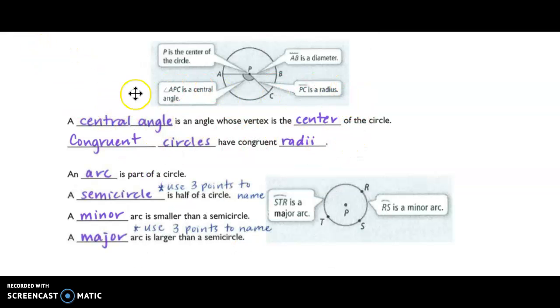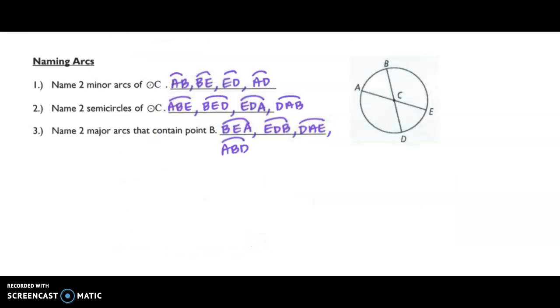Here's some extra vocab and descriptions that you should know. Please note these notations. A semicircle uses 3 points to name it, and we have these little arcs above it to name an arc, so STR. A minor arc we use 2 points. A major arc, which is more than half a circle, we use 3 points. So here, name 2 minor arcs of circle C. We have AB, we have PE, ED, and AD.